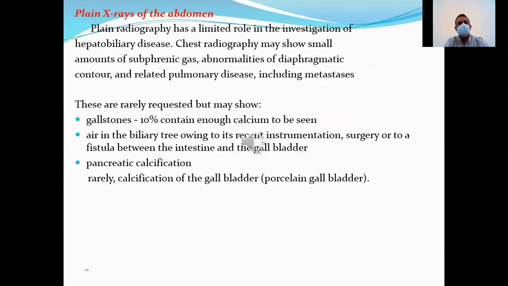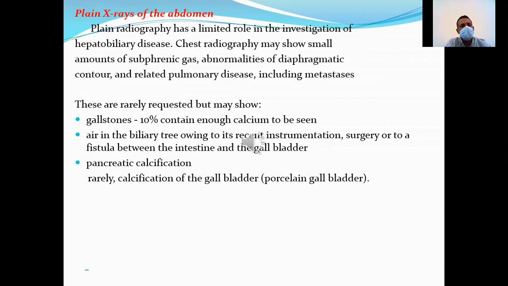What is the value of the X-ray in liver disease? The plain X-ray has a limited role in the investigation of hepatobiliary disease. A chest X-ray may show a small amount of subphrenic gas, abnormality of the diaphragmatic contour, and pulmonary nodules, or include secondaries. They are rarely regarded, but gallstones can be shown. Some gallstones can be seen by X-ray. About 10% of gallstones contain enough calcium to be seen by X-ray.